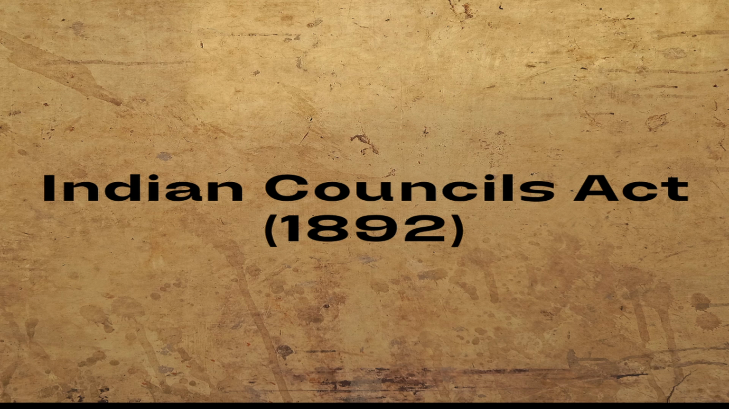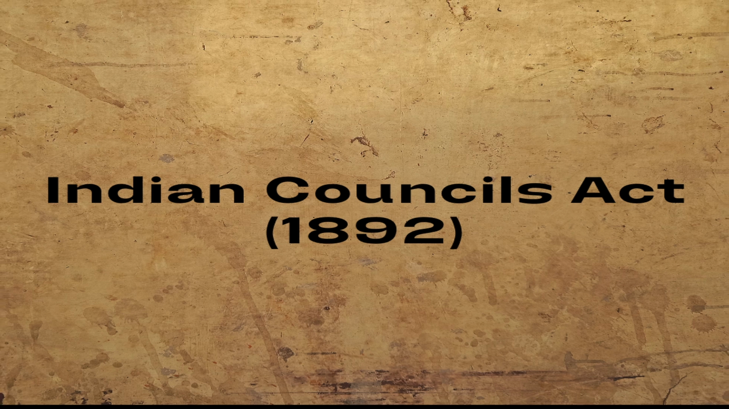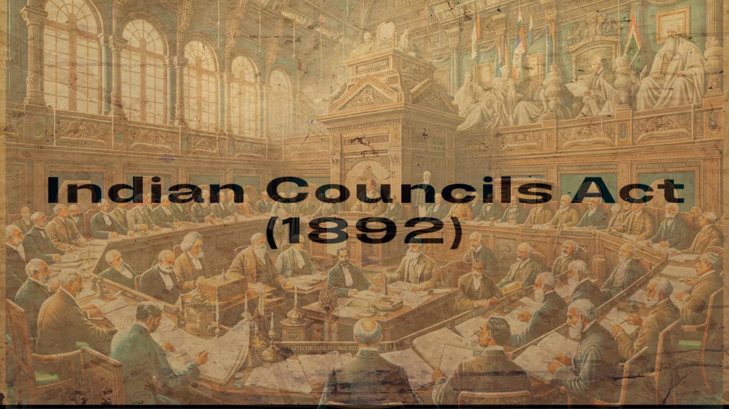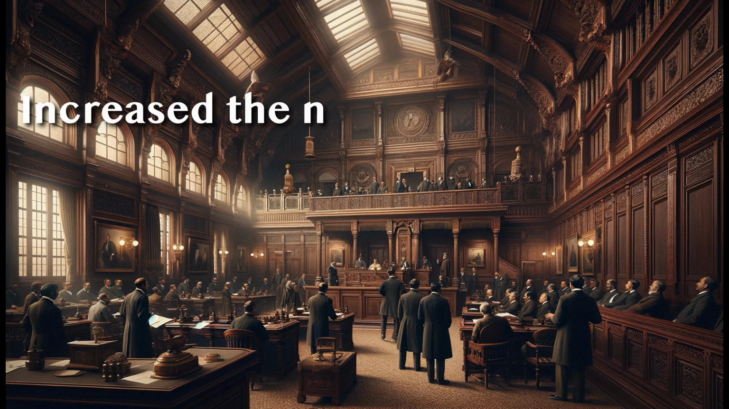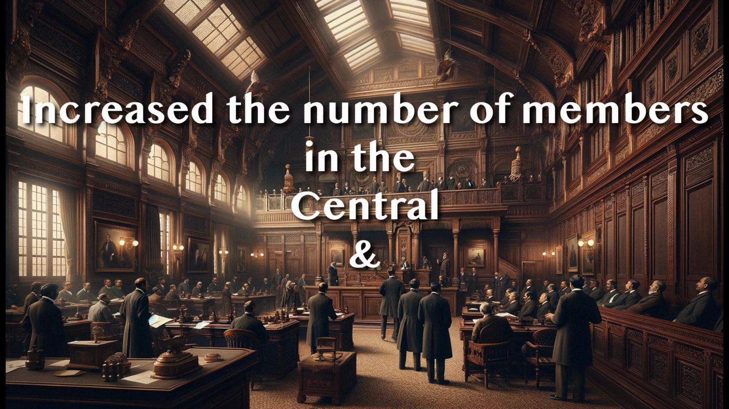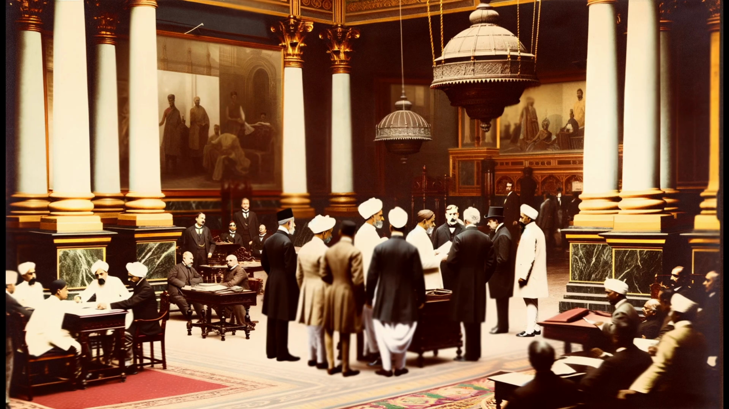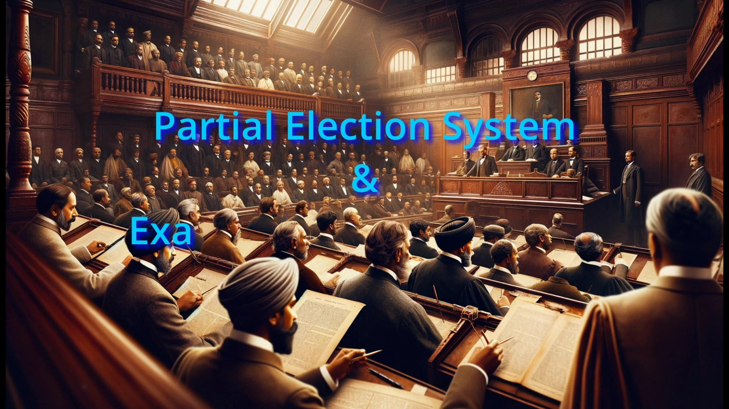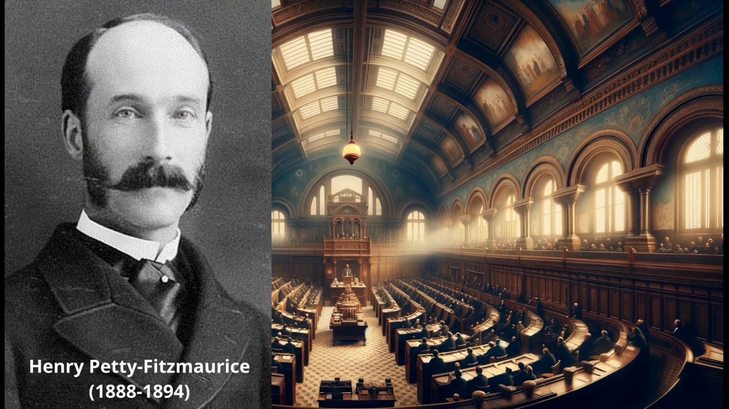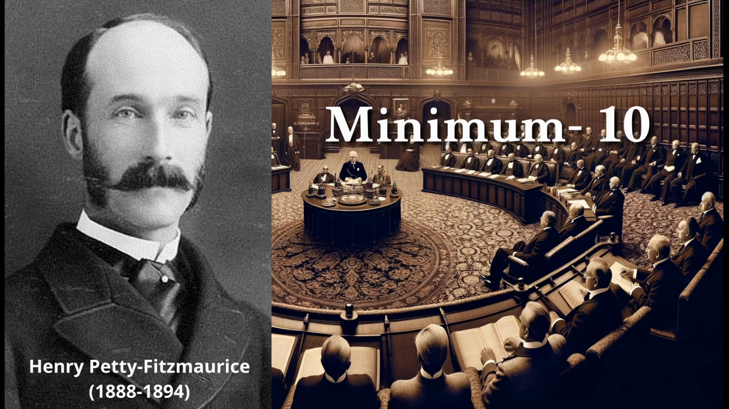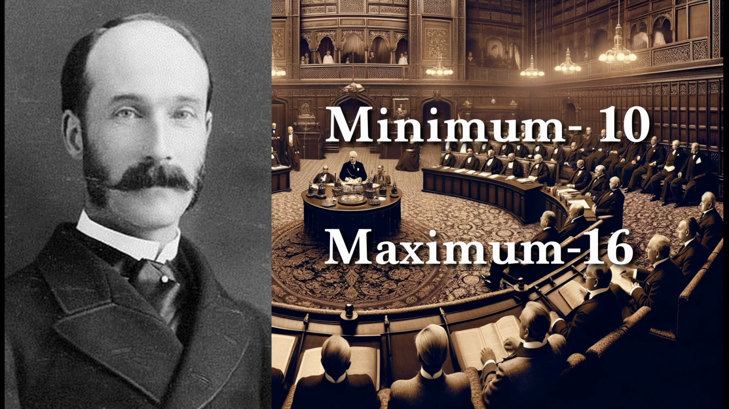As we journey forward, we encounter the Indian Councils Act of 1892, a beacon of incremental change amidst the colonial narrative. The Indian Councils Act of 1892 brought about three important changes. It increased the number of members in the central and provincial councils, introduced a partial election system, and expanded the functions of the councils. The Governor-General's Council had a minimum of 10 and a maximum of 16 members.